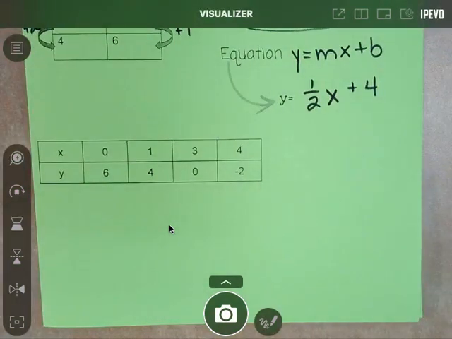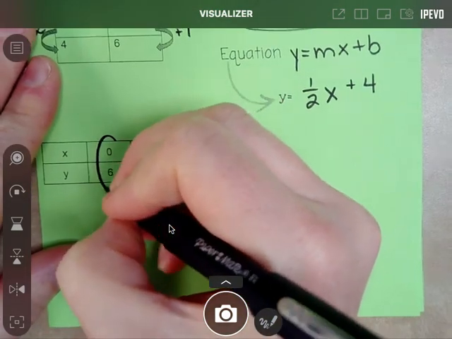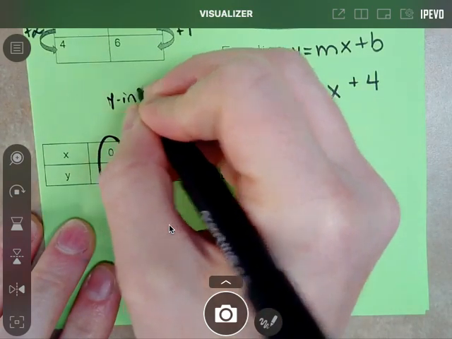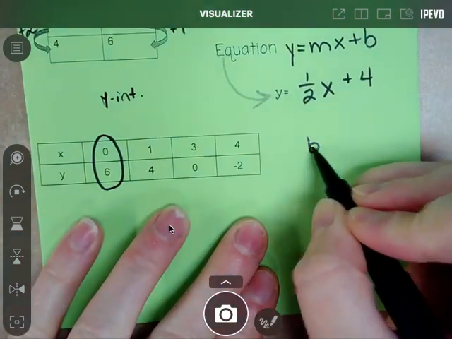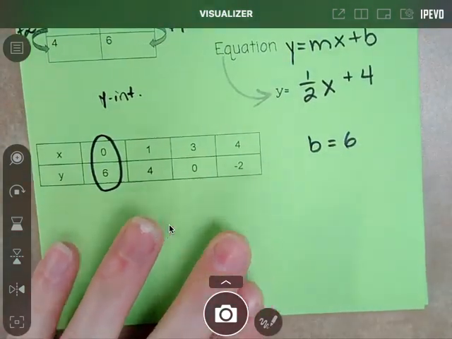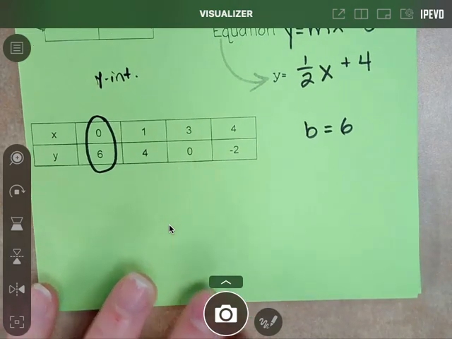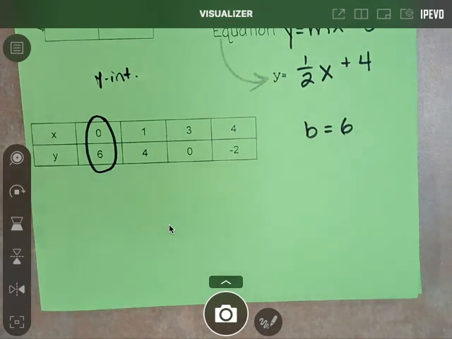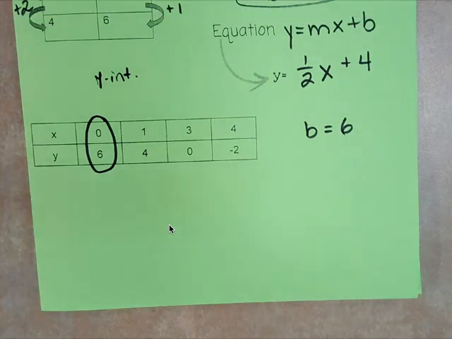First thing we want to look for is when x is 0, what is y? Huh? When x is 0. Ooh, trick question, right? This is the y-intercept. So what does b equal? 6. Okay, I put that on there on purpose to try to trick you. And guess what? TEA will do the same thing on your EOC test.